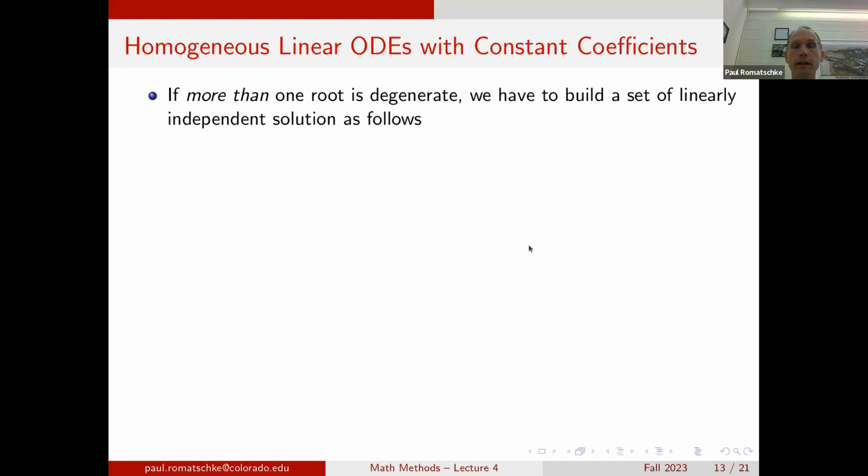So we discussed the case of the homogeneous linear ODE with constant coefficients where all the roots were non-degenerate and where one root was degenerate. But we can also discuss the case where more than one root is degenerate. If this is the case, we have to build up a set of linearly independent solutions as follows.